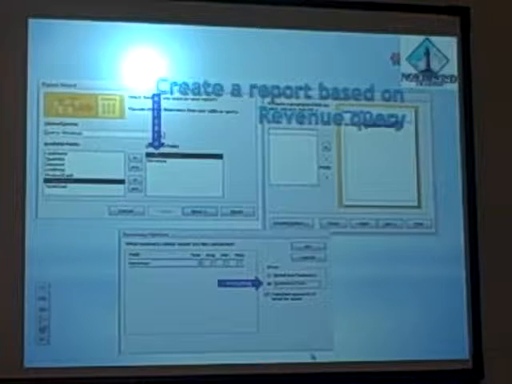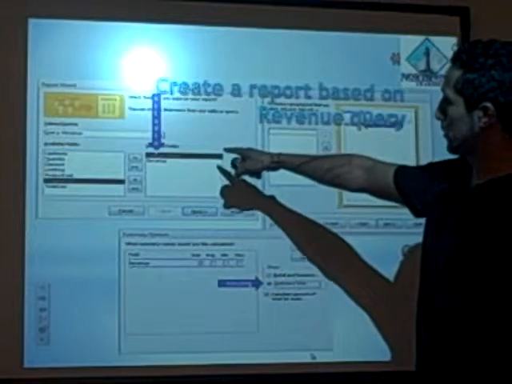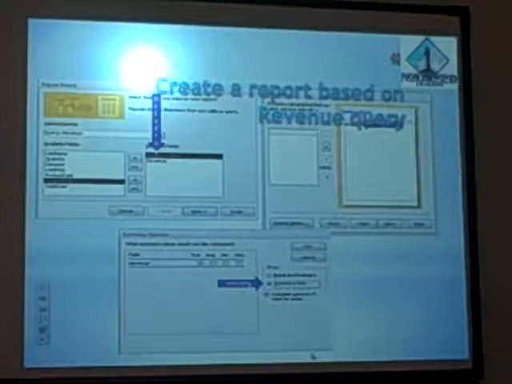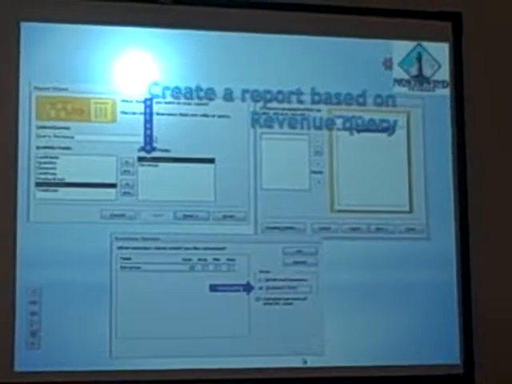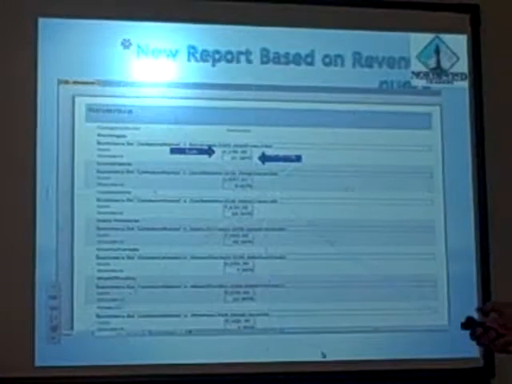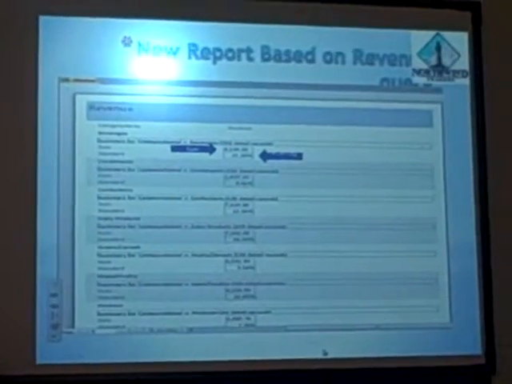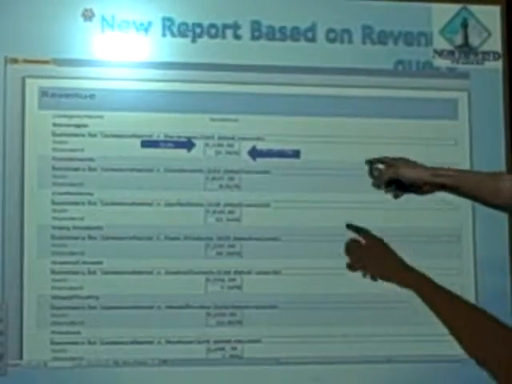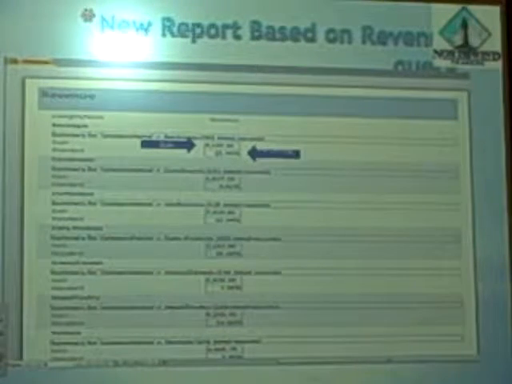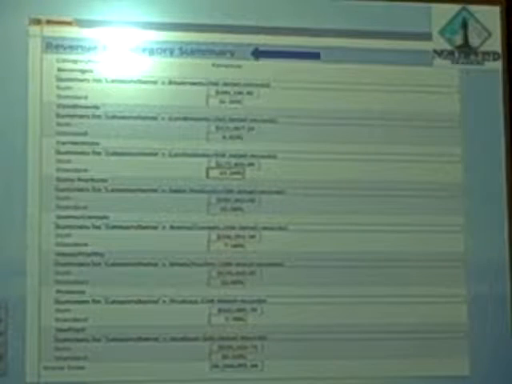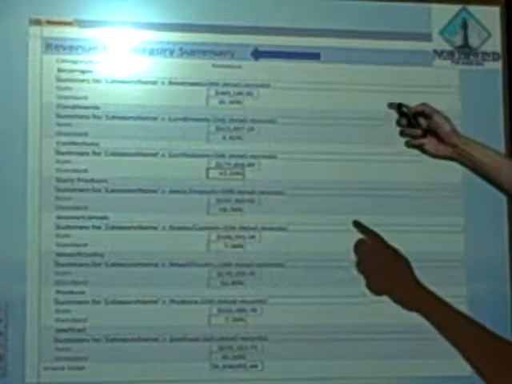In this slide, we create a report based on the revenue query. We included a category name field and revenue field, and we also included the percentage and the sum of total revenue. And this is the result. On our revenue report, it showed the sum and the percentage. And that's me. We named the report Revenue by Categories Summary.